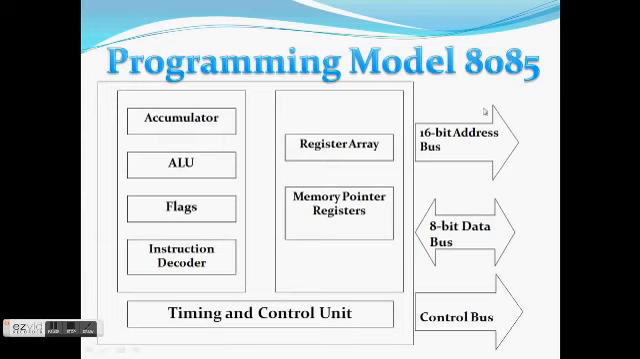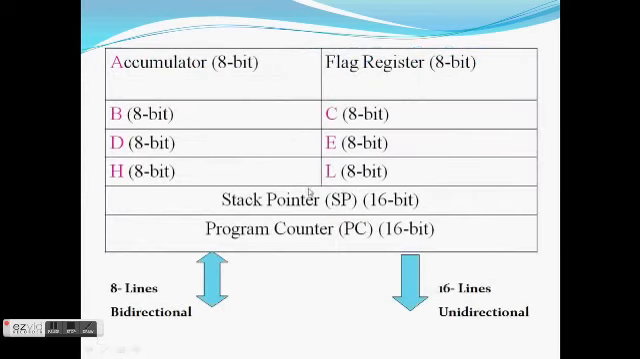There is a 16-bit address bus, which sends memory addresses, the 8-bit data bus, which controls the transferring of the data, and the control bus, which is used for timing signals. The programming model here shows the 8-bit accumulator, the registers B, C, D, E, H and L, all 8-bit, the 8-bit flag register, and two 16-bit registers as well, the stack pointer and the program counter. Also we have the 8-line bidirectional data bus and the 16-line unidirectional address bus.